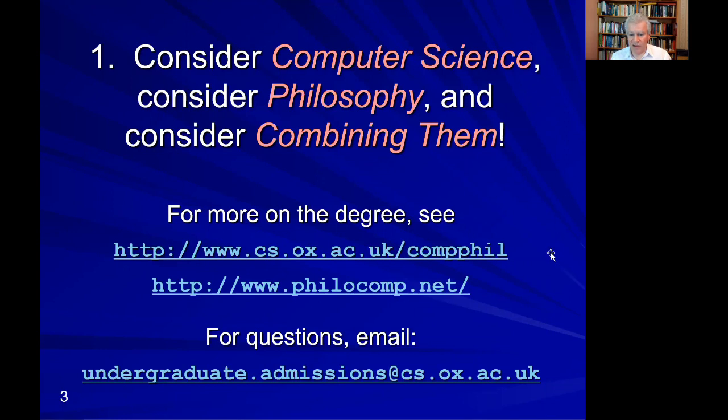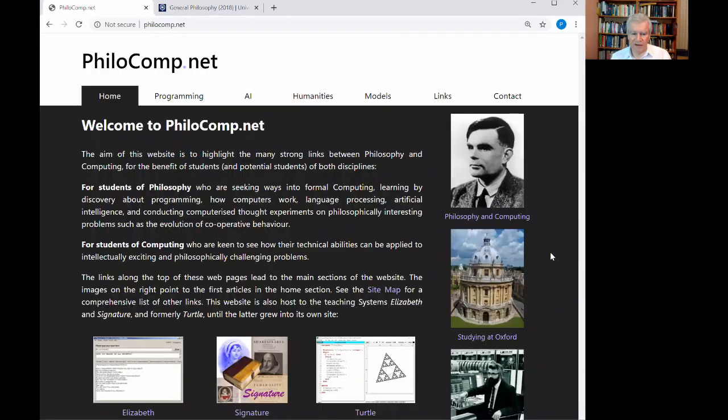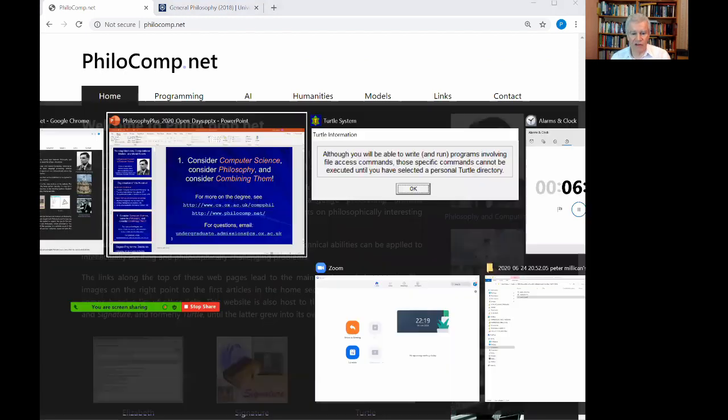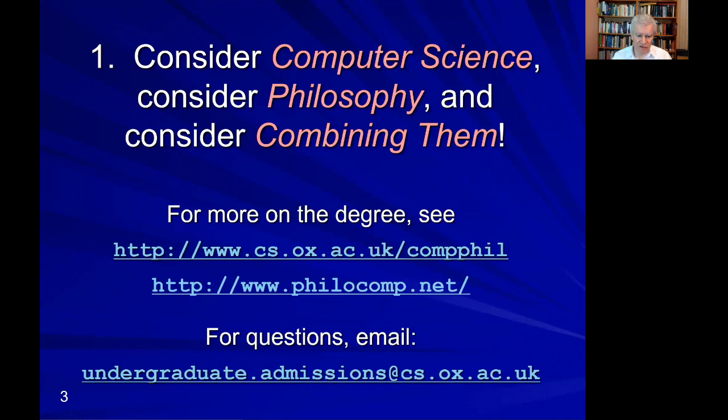One of them, as you see, is in the computer science department. The other one, philocomp.net, here it is. You can see it's a website devoted to computer science, philosophy, and the links between them. And if you go to this link here, Studying at Oxford, from the front page, that will take you to the various resources that I'm mentioning in this talk. And if you've got questions, you can email the computer science department at that address there.